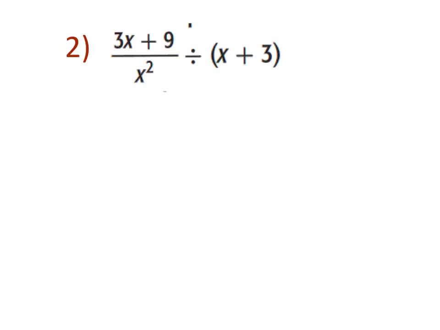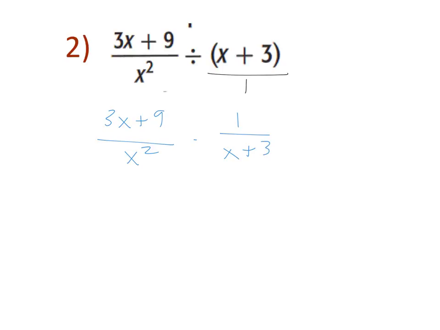Okay, let's look at number 2. I have 3x plus 9 over x squared divided by x plus 3. What do you think we should do here? Well, let's put the x plus 3 over 1 so that it looks like a fraction, and when I'm dividing fractions, I really just flip the second fraction and multiply. So what this really turns into is 3x plus 9 over x squared, and then times 1 over x plus 3, because again, I flipped that second fraction.